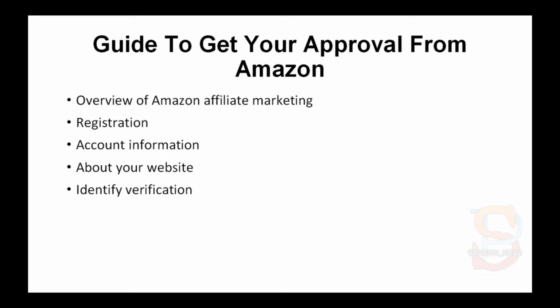The first step in the process is to go to Amazon's affiliate marketing page and register. At the top of the page, you'll see a tab that says Join Now for Free. To register, you need to have an existing Amazon account. After you fill in your account information when prompted, you'll reach a web page that details your account information.